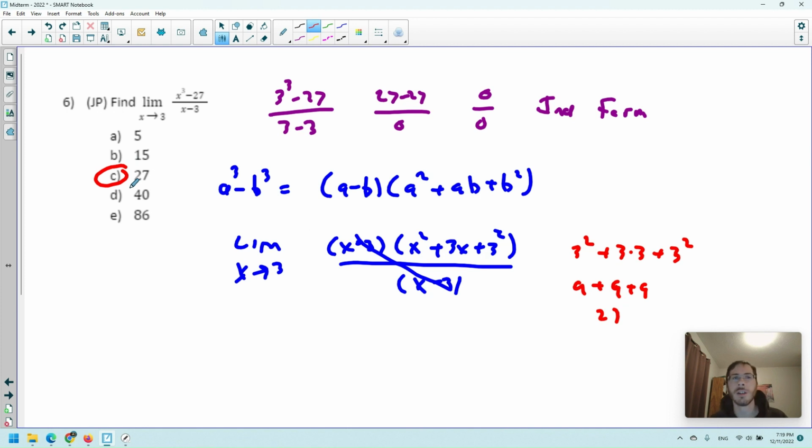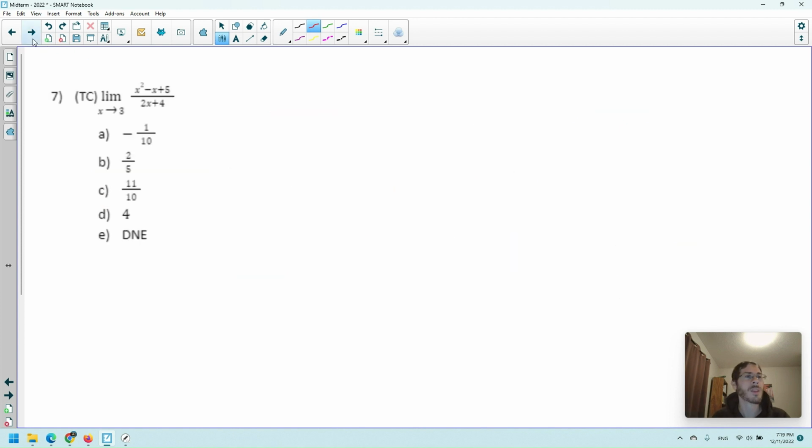Now again, if we L'Hopital it, it's pretty quick. We can see that we'll get 3x squared. 3 times 9 would also give us 27. So you could L'Hopital it if you wanted to. But this is from Unit 1, according to this person, so I'm solving it like we did from Unit 1.